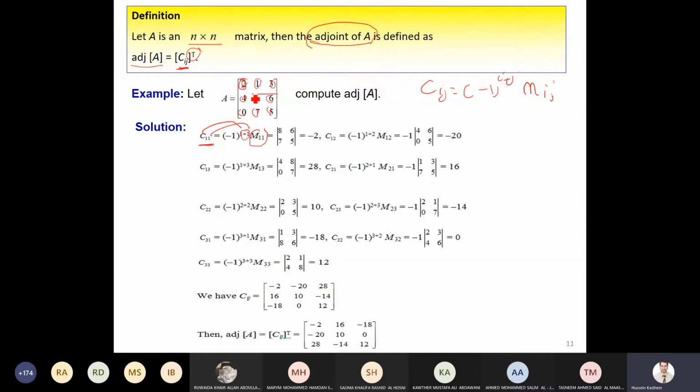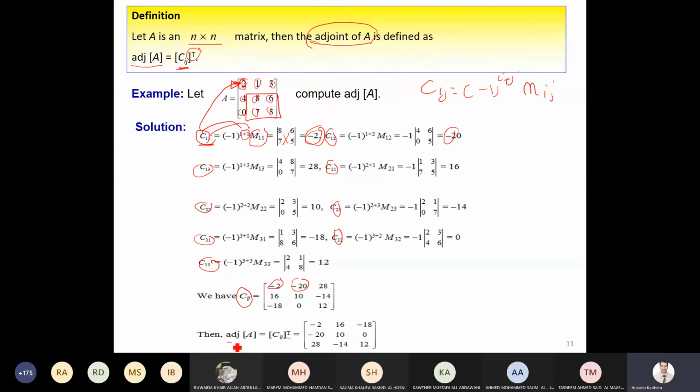Let me come to M22. It means this number. I multiply them. I got minus 2. So I got C11 equivalent to this, A11. I do the same: C12, C13, C21, C22, C23, C31, C32, C33, 9 components. Then I put them. C11 will be in this place, C12 will be in this place, and so on. What we got? Cij.